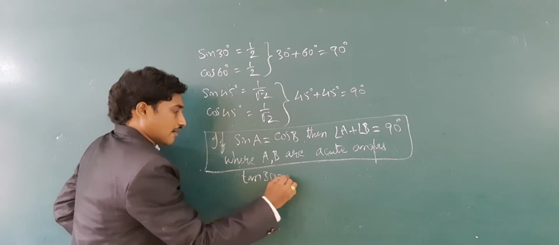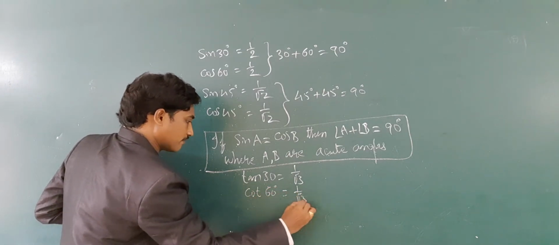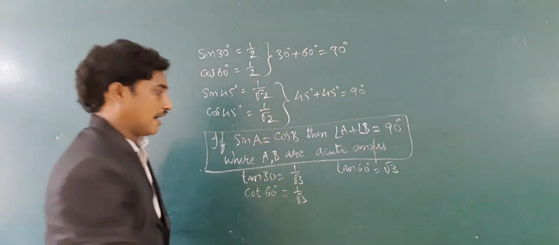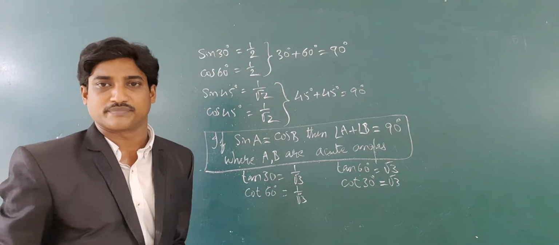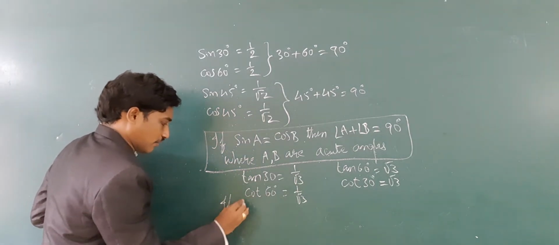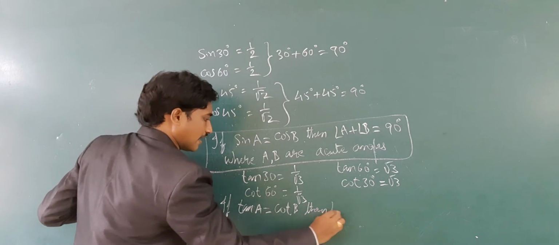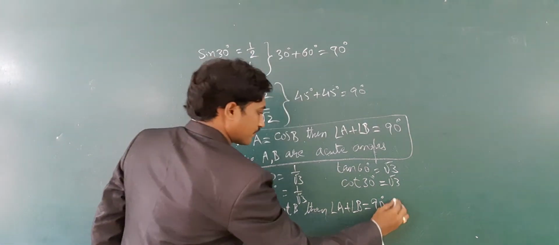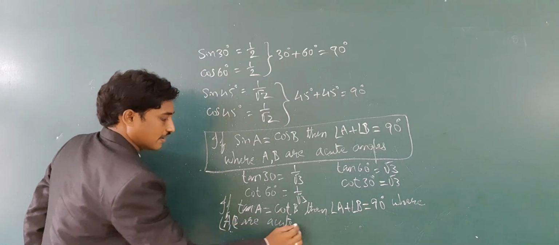Tan 30 is 1 by root 3, cot 60 degree is 1 by root 3. Tan 60 degree is root 3, and cot 30 degree is also root 3. Here 30 plus 60 is 90. Tan 45 is 1, cot 45 is 1. So we can conclude, if tan A equals cot B, then angle A plus angle B is 90 degree, where angle A, angle B are acute angles.